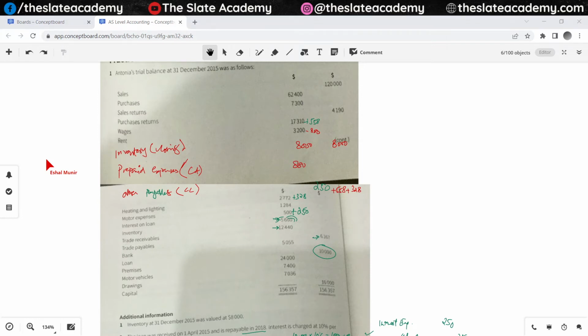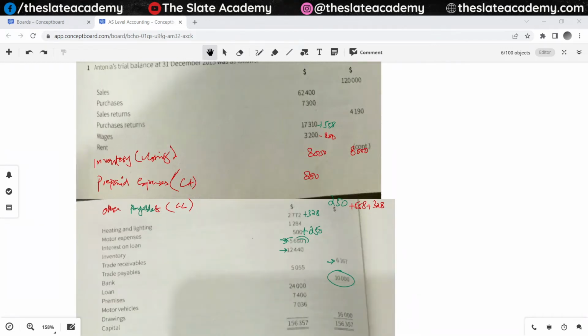Any questions about the four adjustments that we made to the trial balance? Okay, go ahead. Let me quickly draw the income statement for this one, and you can match your answer with it. Acha ji, I'll begin with the name of the business. This is Antonia.